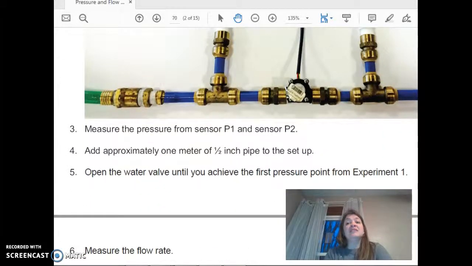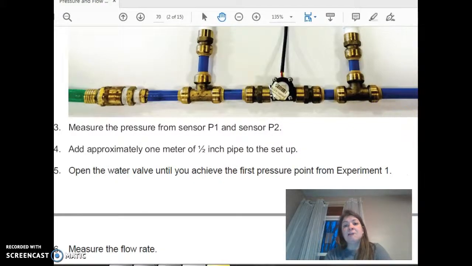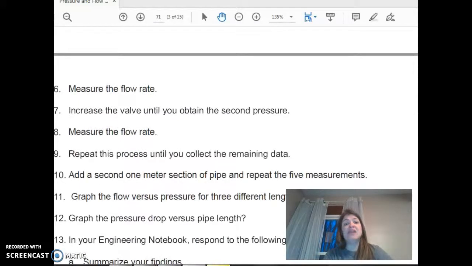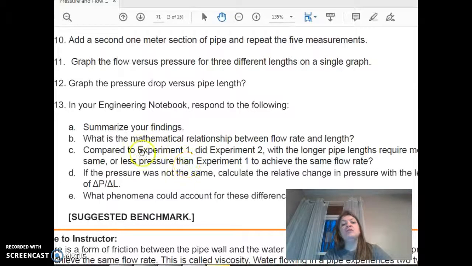And then you're changing this length. So what you're really doing is checking to see how length is going to affect pressure and voltage. So you are measuring flow rate, and then you change the piping, and then you graphed it. What it wants you to do is talk about the relationship between flow rate and length. As the length gets longer, what happens to the flow rate? Does the flow rate go down? Does the flow rate go up?